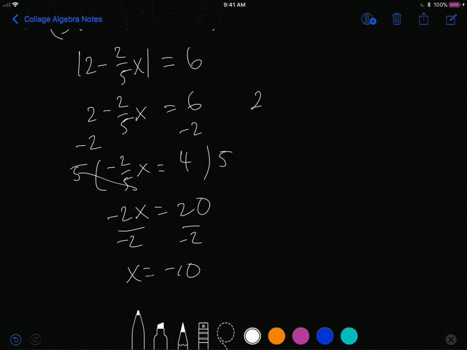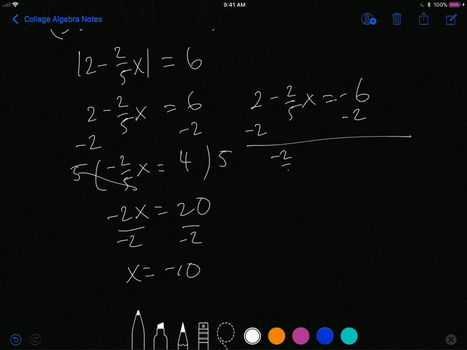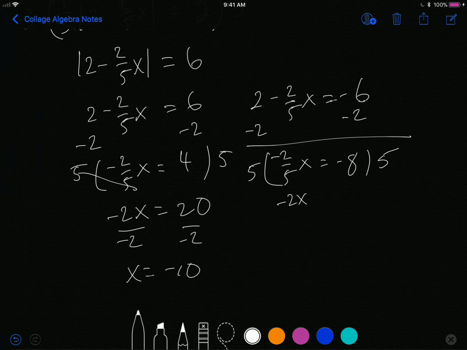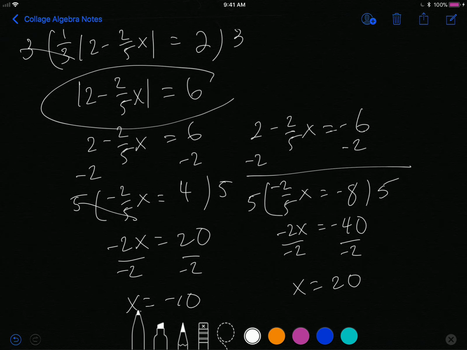On the other hand, 2 minus 2 over 5x is equal to -6. Remember, plus or minus. I am going to subtract 2. And so I will have -2 over 5x is equal to -8. Again, I multiply by 5. Hopefully, you notice we do the same thing each time. Multiply by 5, and so that's -2x is equal to -40, and then I divide by -2. X is equal to 20. We do not need to check these answers. We got past this critical line right here, so we know both of these answers are correct.